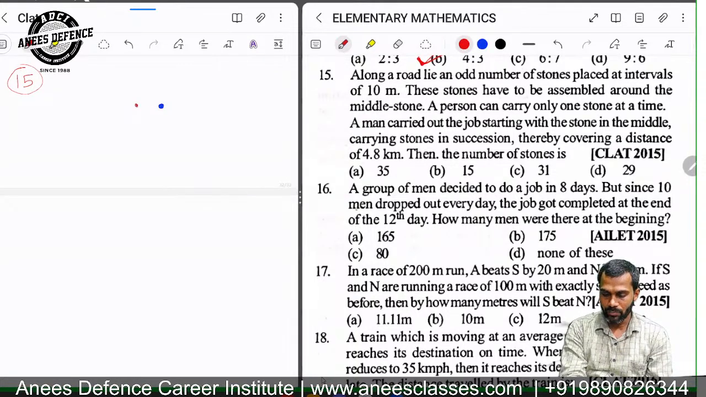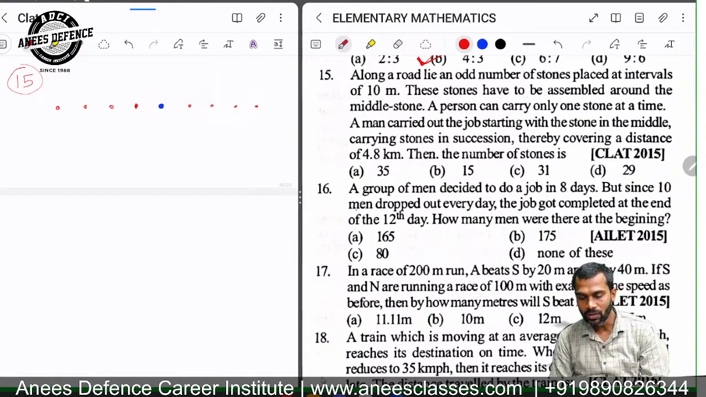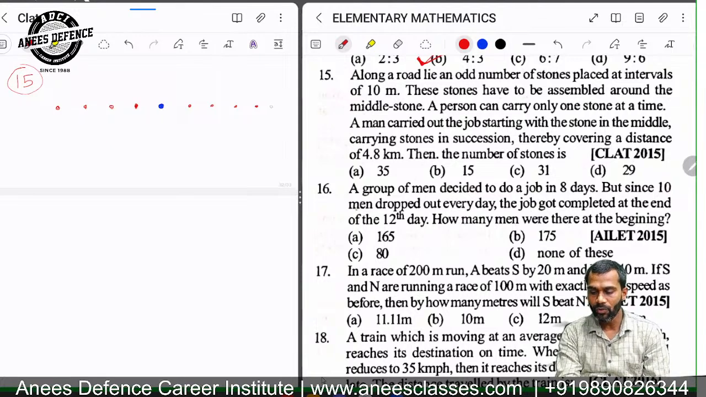Now, here some stones are there. Suppose here n number of stones are there. Here also the same number of stones will be on the right. There can be many more here. Are you getting it now? So this is the middle one. And what is the distance between two consecutive stones?